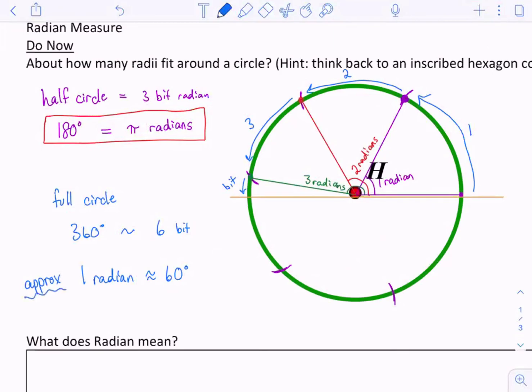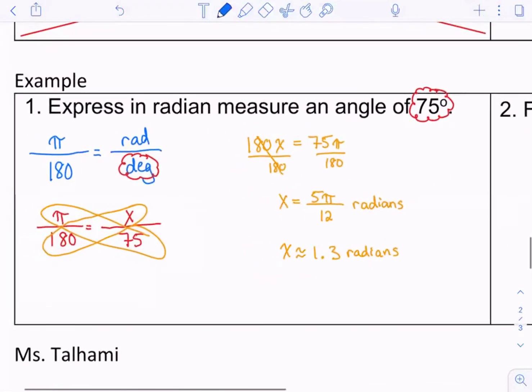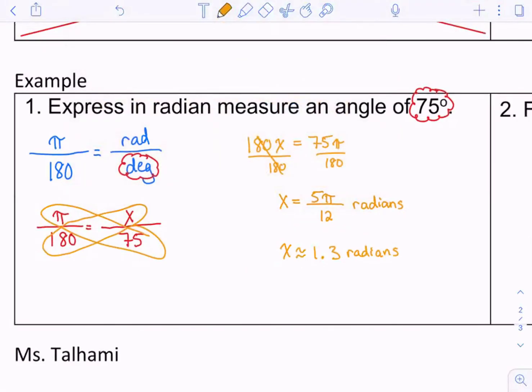So that really you can ask yourself, hey, is this a correct answer? Let's see. So if we know that 1 radian is about 60 degrees, 75 is larger than 60, right? So it's a little bit more than 1 radian then. Is that what we got? Yeah, we got a little bit more than 1 radian. So that's how you could check if you have a reasonable answer.